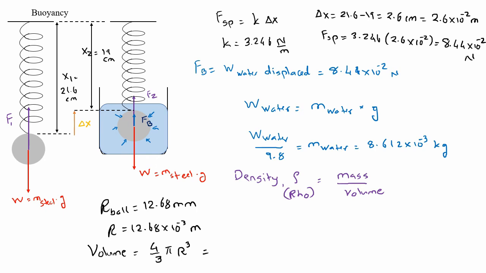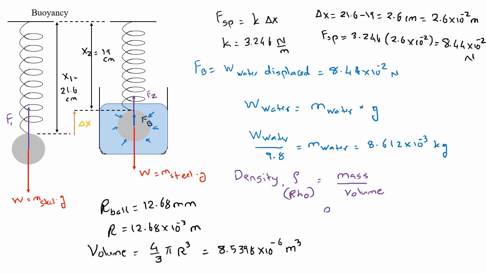So let's calculate the volume of the sphere. It is 4/3 times pi times the radius, which is 12.68 times 10 to the negative 3, cubed, and it is 8.5398 times 10 to the negative 6 meter cubed. That was the volume of the steel ball. That is the same volume of the water that got displaced. Correct.